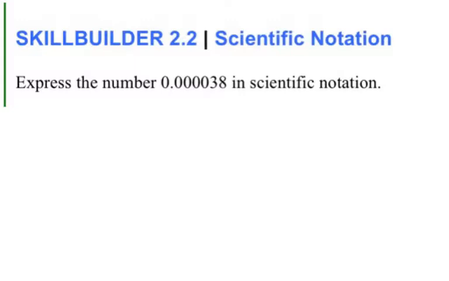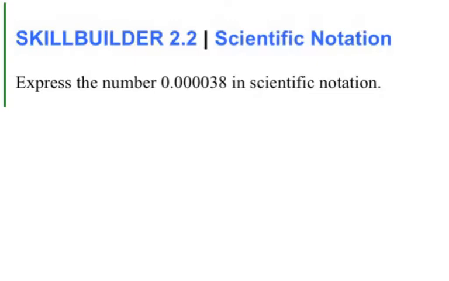Here's a Skill Builder 2.0. Let's express this number in scientific notation. Again, I'll pause for a moment so you can try it. Okay, hopefully you are back.